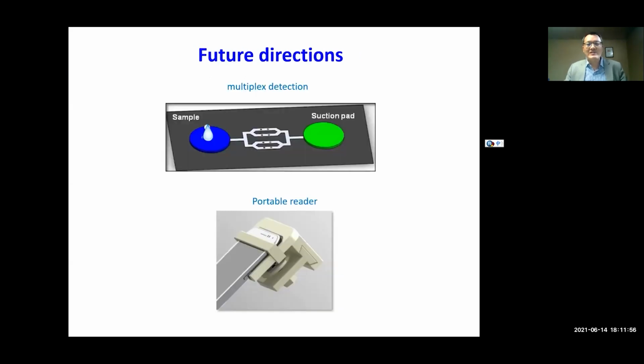And the future directions. We will develop multiple detection channels, so that with one chip we can detect multiple mycotoxins in one reaction, right? This increases the efficiency of the analysis. We can also try to develop a portable reader, which makes on-site testing more feasible.